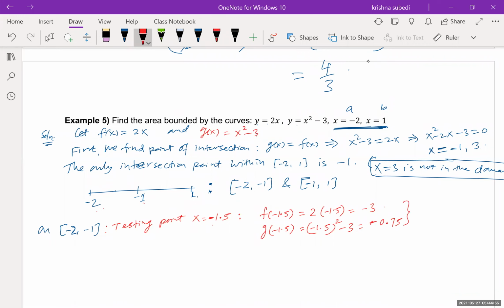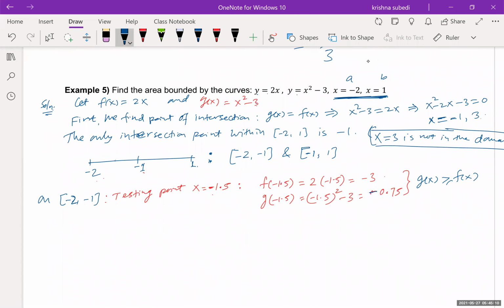Now compare these two. Which one is bigger? Clearly, g is bigger, right? G is bigger because negative 0.75 is bigger than negative 3. So g is bigger. Okay. In the same manner, let us test between negative 1 and 1 what happens.